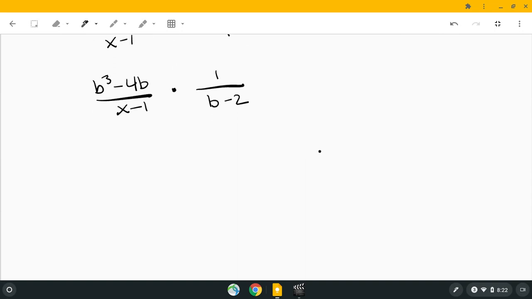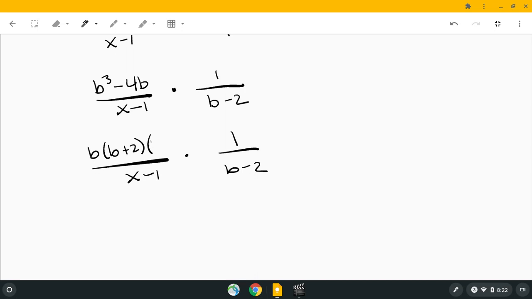We're going to go ahead and factor everything. So up here we have b in common, and that's b times b squared minus 4, over x minus 1, times 1 over b minus 2. But we have perfect squares here, so we can go ahead and factor that out as b plus 2, b minus 2. So let's go ahead and fix that.